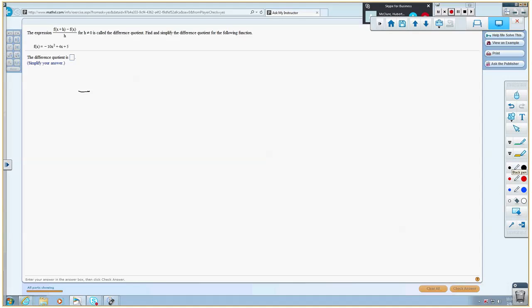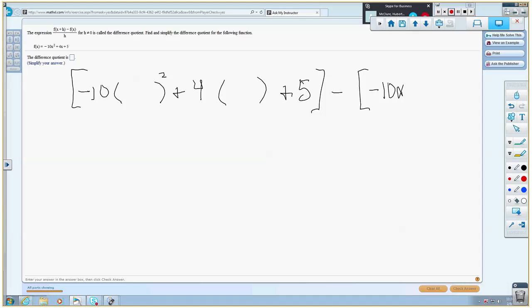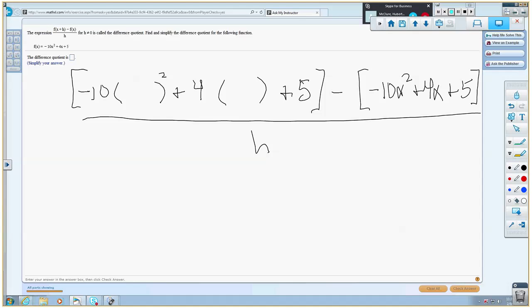So negative 10, negative 10 parentheses squared plus 4 times parentheses plus 5 minus f of x, which is negative 10x squared plus 4x plus 5, all over h. And what do we plug in here? X plus h.